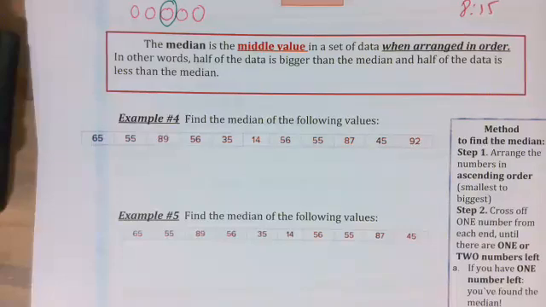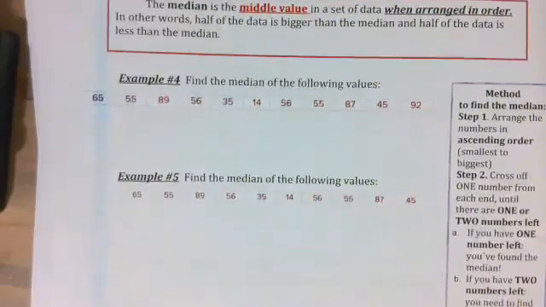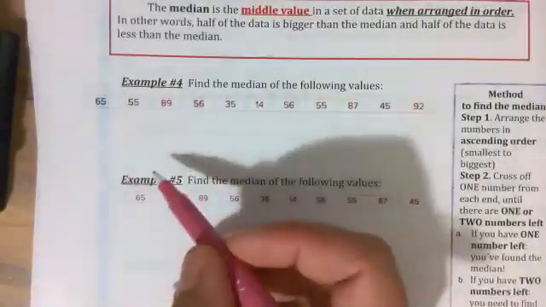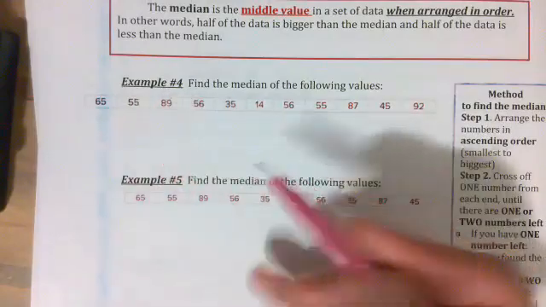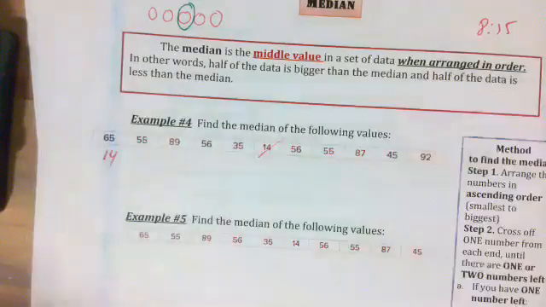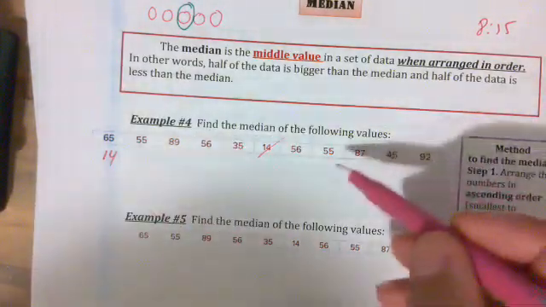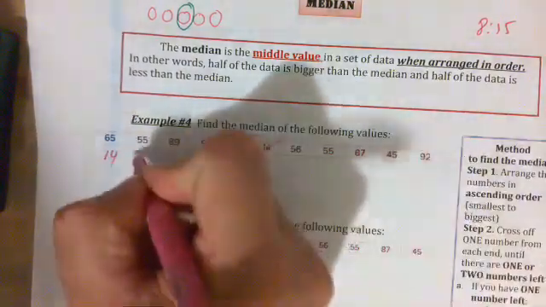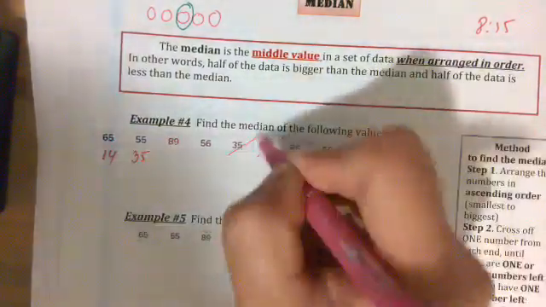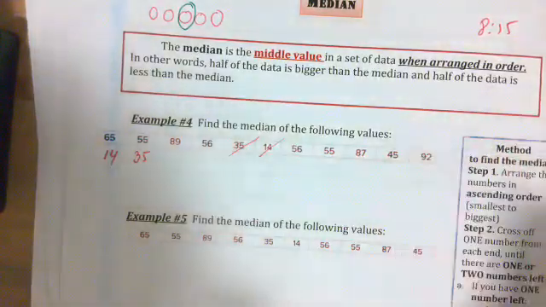Here you can see that in some of your pages of your notes, I give you a step-by-step method to find these. So in the first step, we want to make sure it's in order. So start with the lowest one. I think it's 14. I'm going to cross it off. And then do I have anything in the 20s? No. 30s? Yes. 35. And I think that's it. How about the 40s? 45.